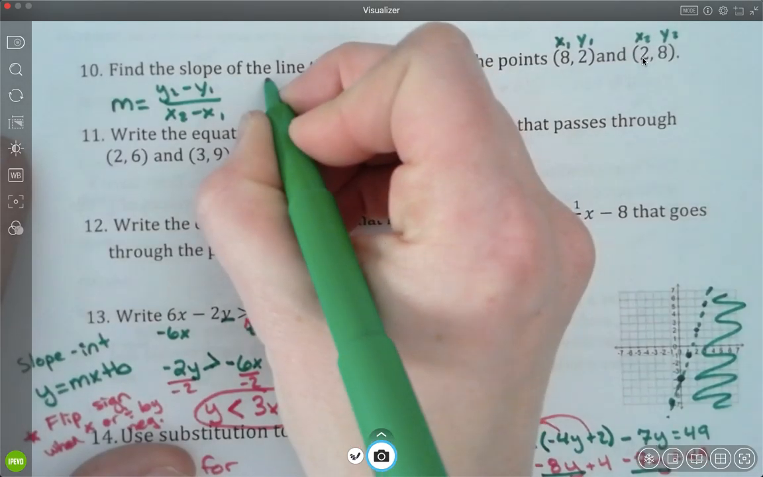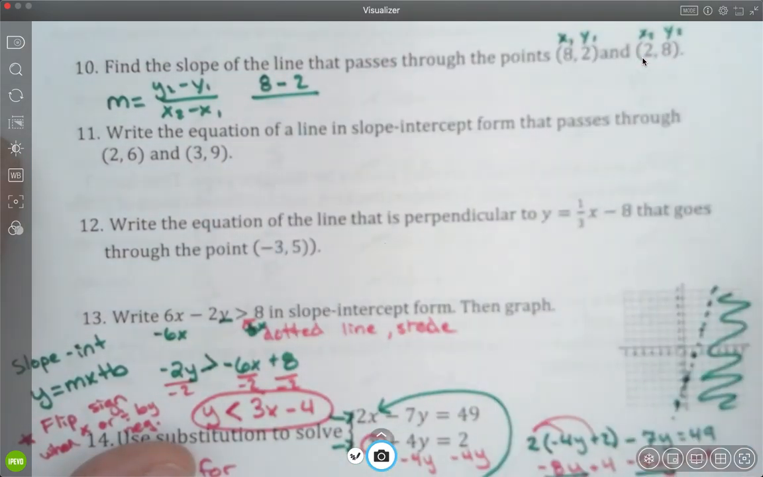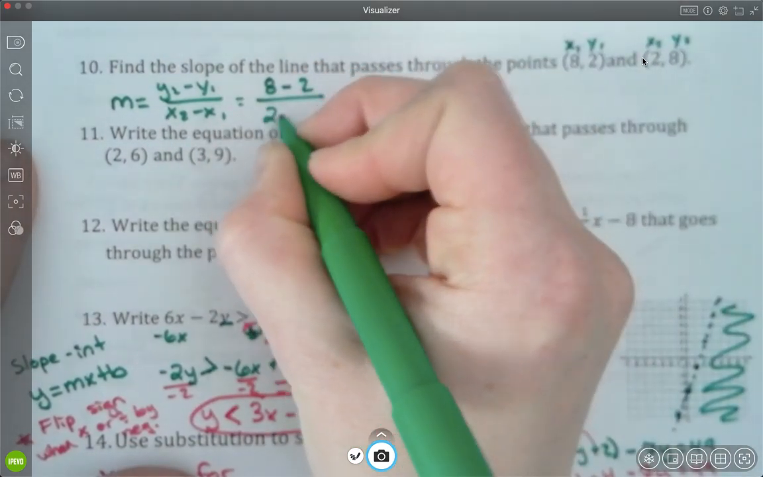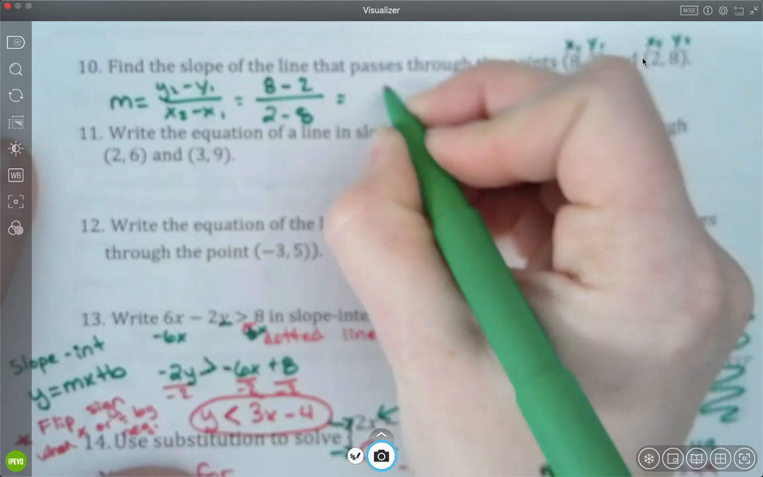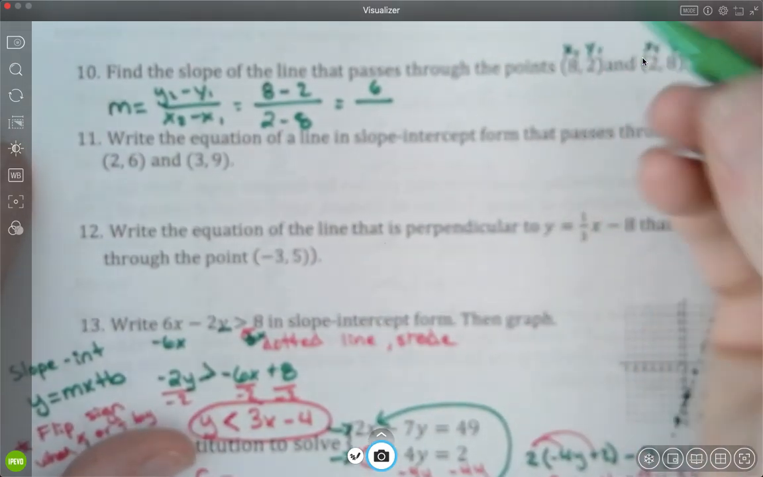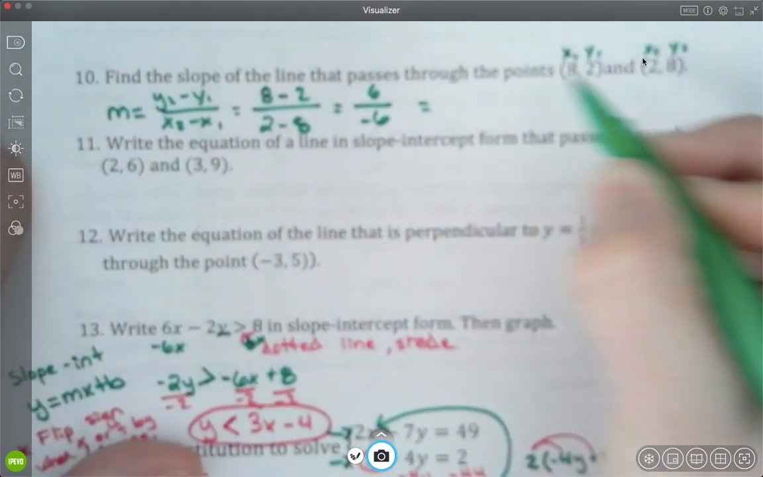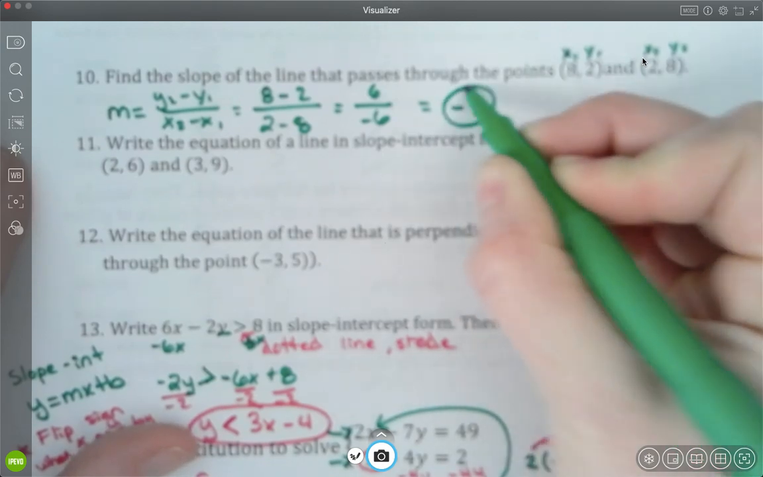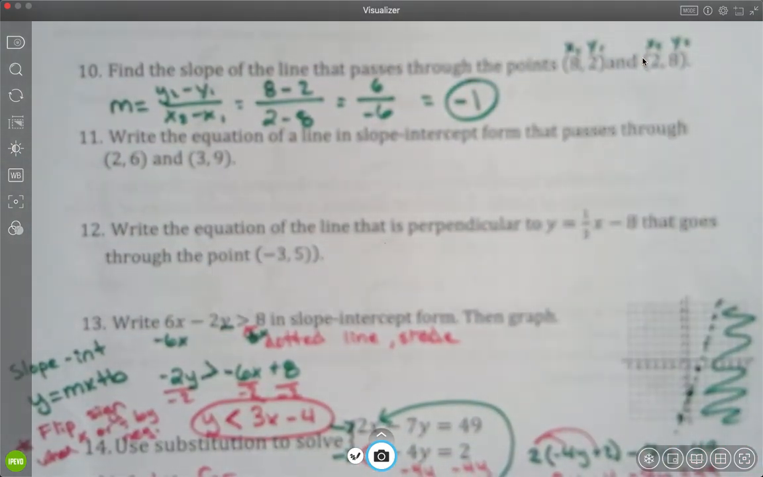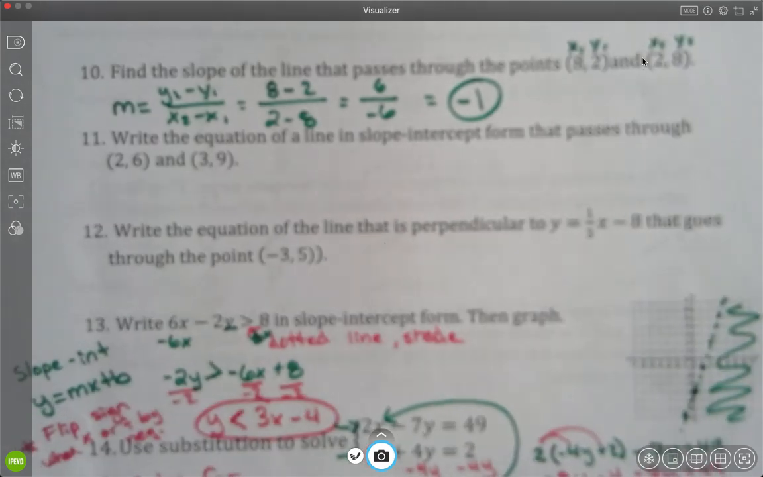8 minus 2 over 2 minus 8. Okay, 8 minus 2 is 6. 2 minus 8? -6. So what's the slope? -1. 6 divided by -6 is a -1. That's how it reduces.